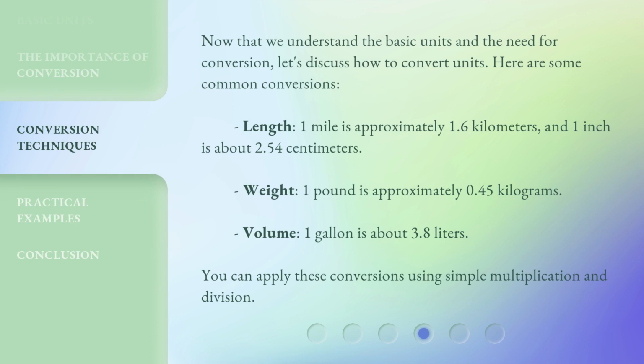Now that we understand the basic units and the need for conversion, let's discuss how to convert units. Here are some common conversions. Length. 1 mile is approximately 1.6 kilometers, and 1 inch is about 2.54 centimeters. Weight. 1 pound is approximately 0.45 kilograms. Volume. 1 gallon is about 3.8 liters. You can apply these conversions using simple multiplication and division.